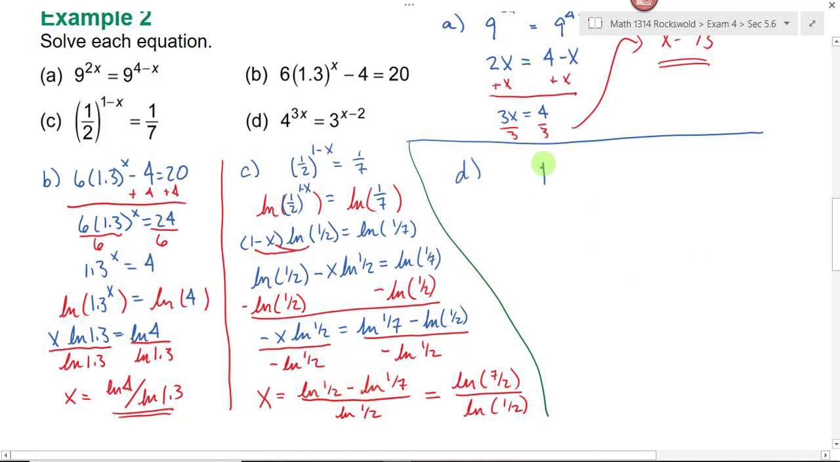Part D, we have 4 raised to the 3x equals 3 raised to the x minus 2. I notice my variable's in the exponent. How do I get the variable out of the exponent? Take the natural log of both sides of the equation.